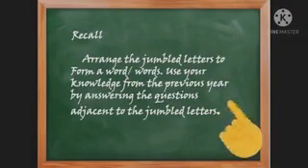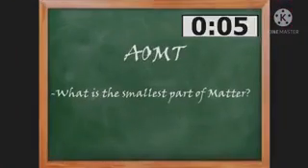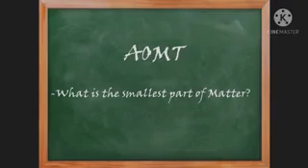Arrange the jumbled letters to form a word. Use your knowledge from the previous year by answering the question adjacent to the jumbled letters. You have 5 seconds for each item. Number 1. Time's up. Let us answer the first question.